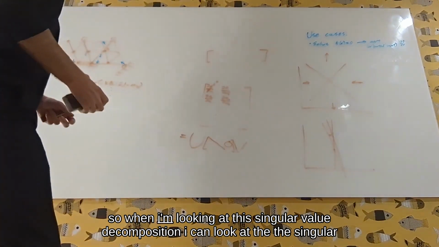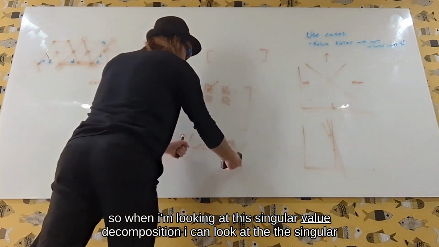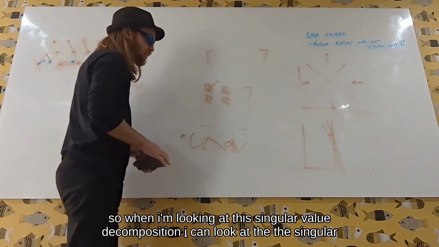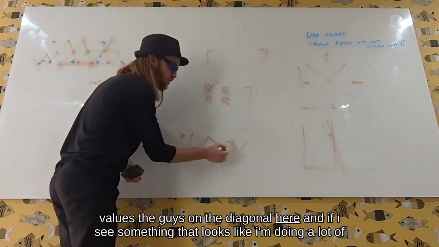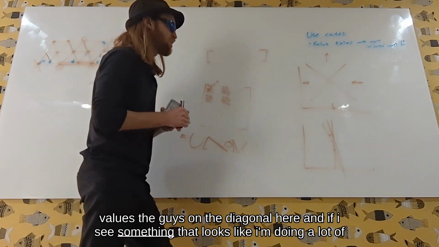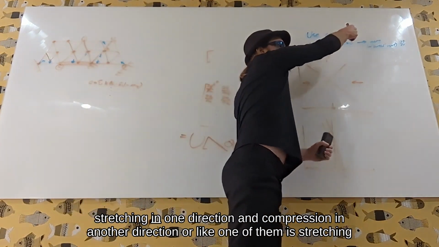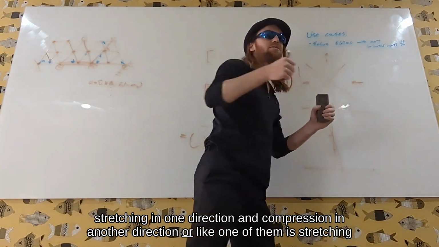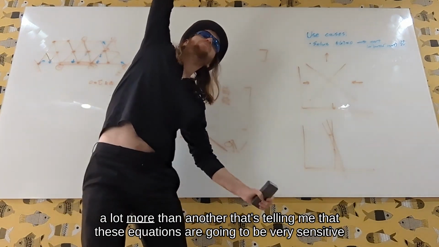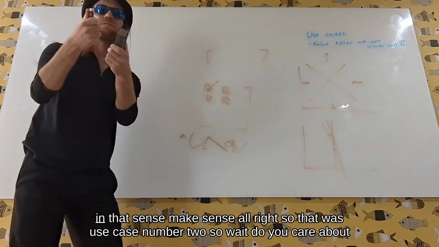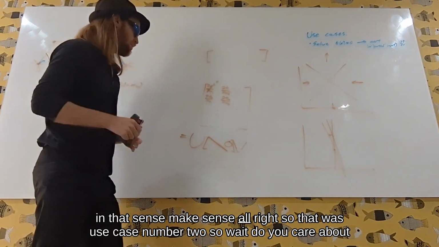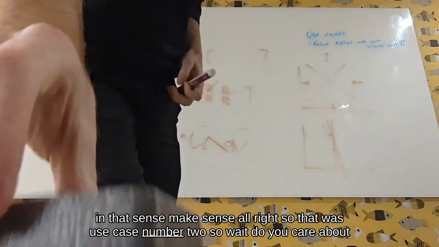So when I'm looking at this singular value decomposition, I can look at the singular values, the guys on the diagonal here, and if I see something that looks like I'm doing a lot of stretching in one direction and compression in another direction, or one of them is stretching a lot more than another, that's telling me that these equations are going to be very sensitive in that sense. Make sense? All right, so that was use case number 2.